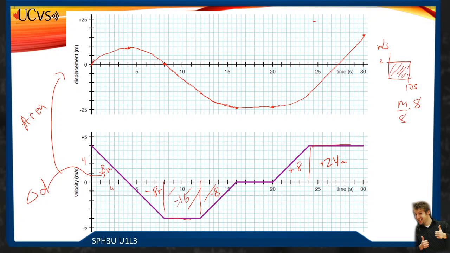So our slopes have to get more and more positive, until we stop increasing our speed, and then we stay at a constant speed of 4 meters a second for 6 seconds. So that has to be a constant slope, a straight line for that whole 6 seconds. So we got it right. It all makes sense.